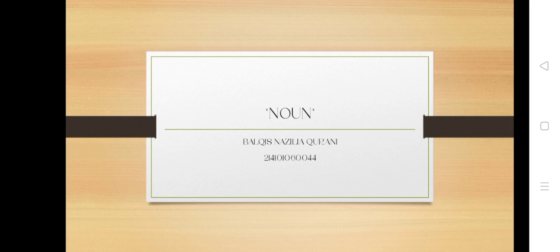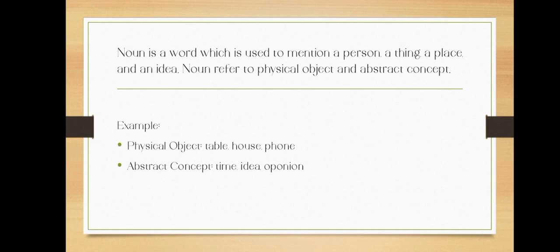Here I would like to explain about noun. Noun is a word which is used to mention a person, a thing, a place, and an idea. Nouns refer to physical objects and abstract concepts. For example, physical objects such as table, house, spoon, water, etc. And for abstract concepts such as time, idea, opinion, age, etc.